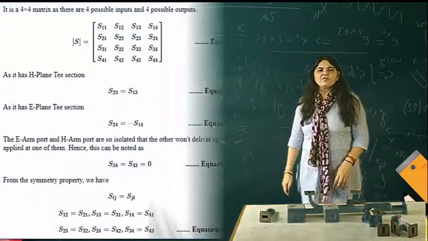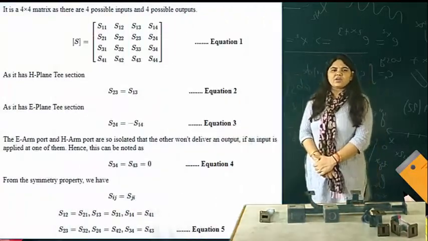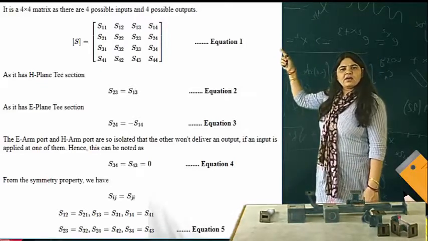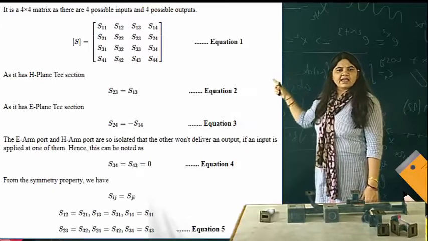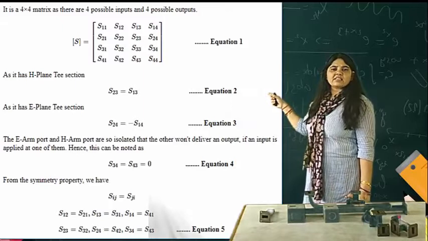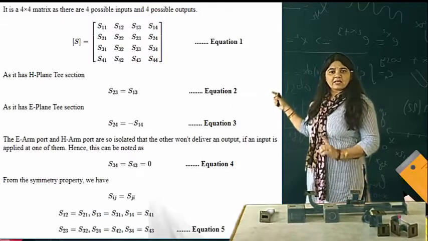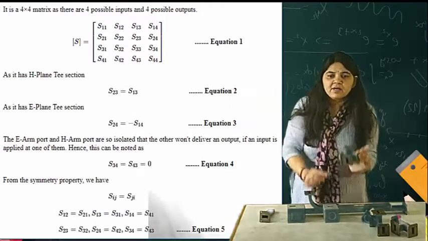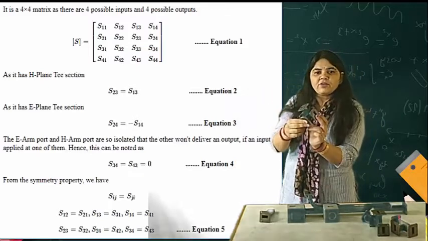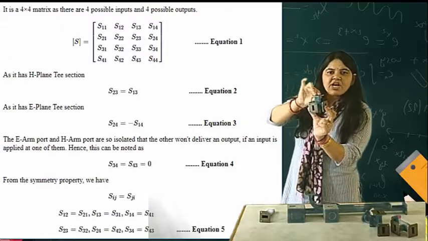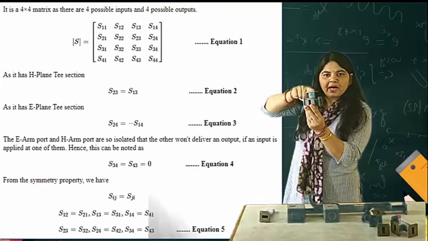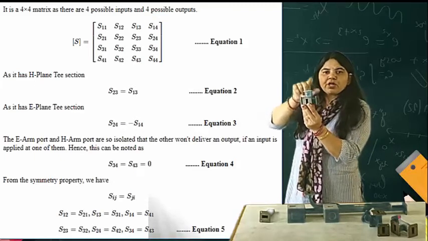Now we will do the analysis of this. If it is a 4 by 4 matrix, then from the H plane T, S23 is equal to S13. When you are applying the input from port number 3, which arm is this? If you see this carefully, this is my H arm. I am applying the input from port number 3.